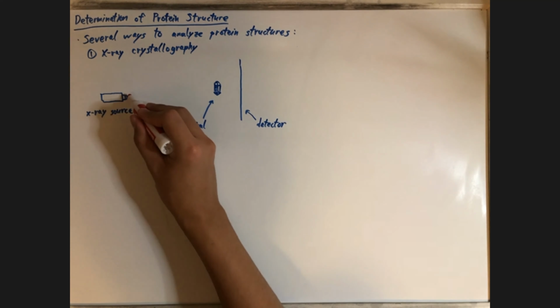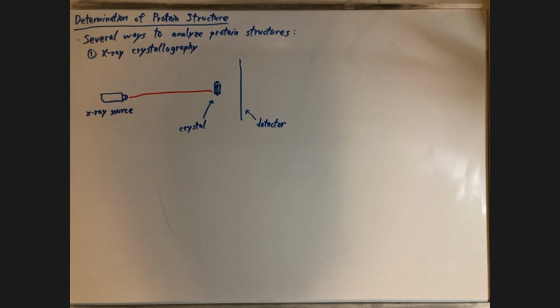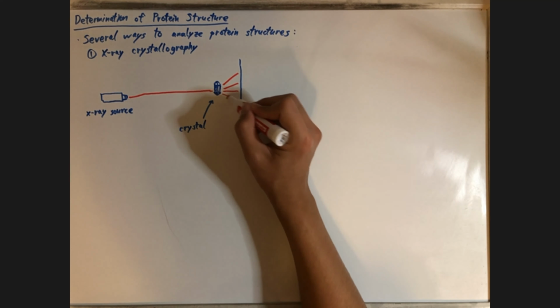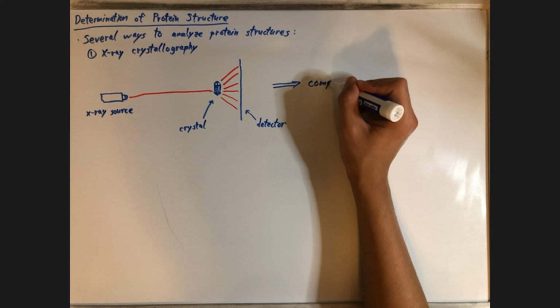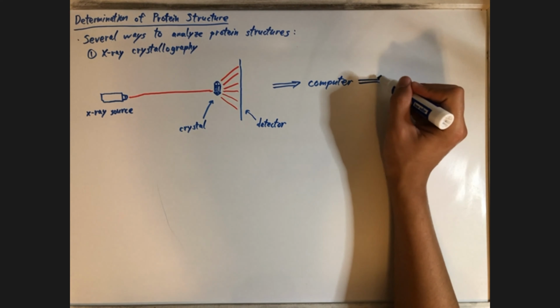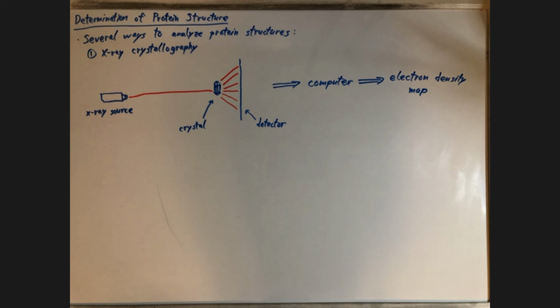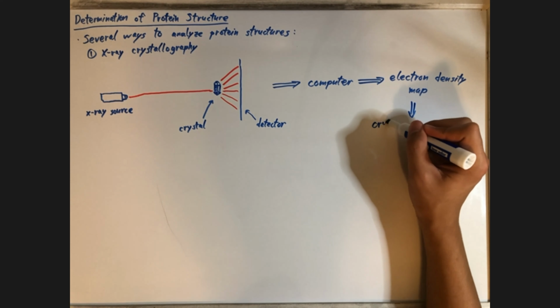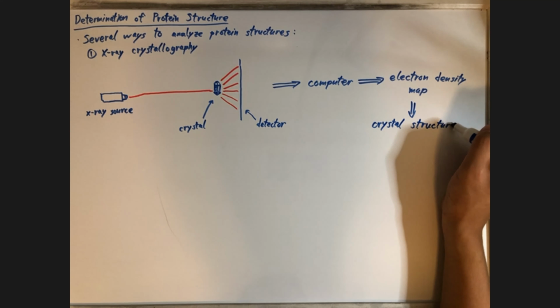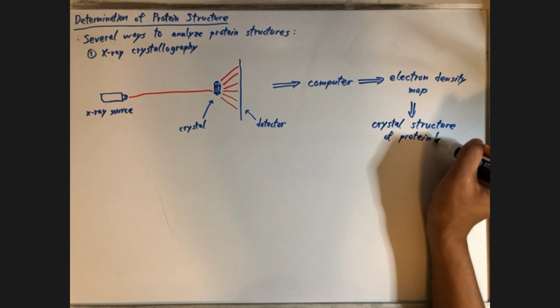The X-ray source is going to fire an X-ray beam at the protein crystal, and that's going to get diffracted into various parts of the detector. The detector records all these diffraction patterns and uploads it into a computer, where a map of electron density can be created. And subsequently, a crystal structure of your protein will be generated.